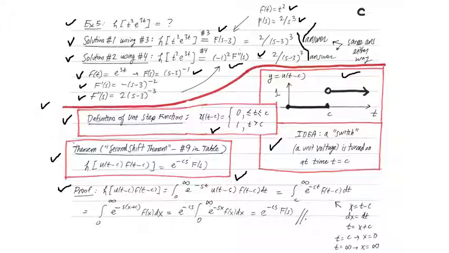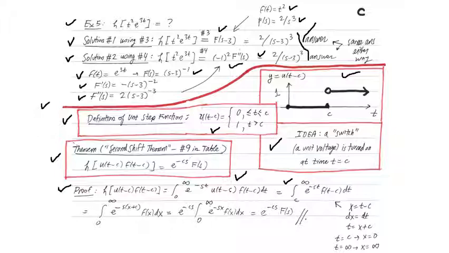Because u of t minus c is 0 until t is c or greater, that has the effect of cutting off the first part of this integral, the part from 0 to c, where your integrand is 0. And so you just end up integrating from c to infinity of that thing. And on that interval, u of t minus c is 1. So that simplifies the form of the thing we're integrating a little bit.